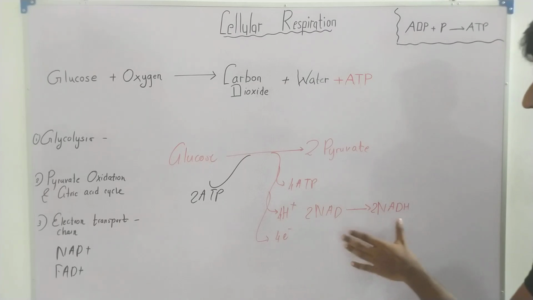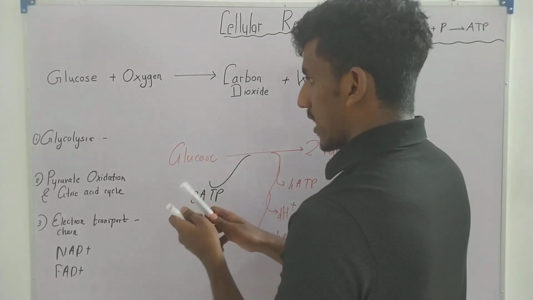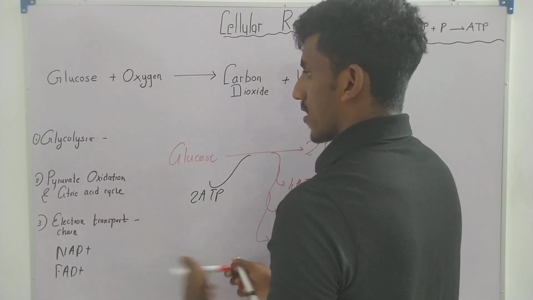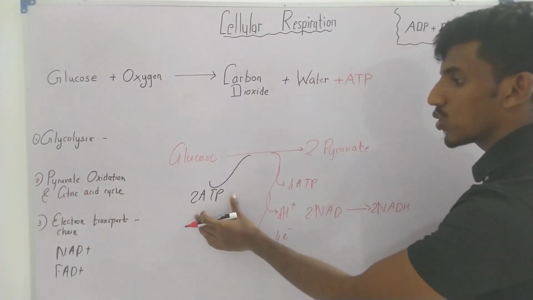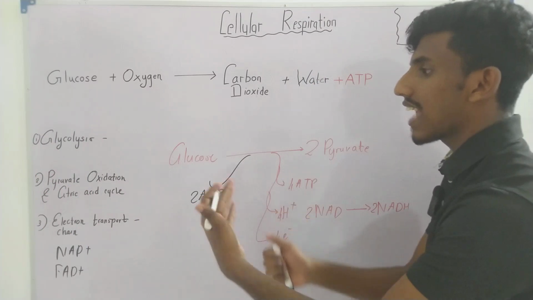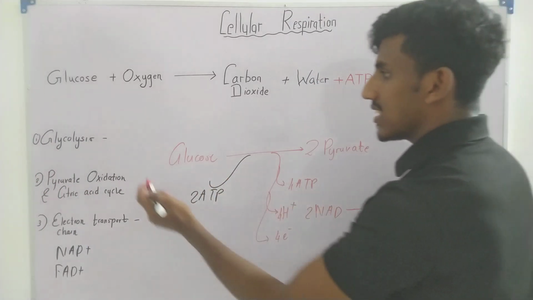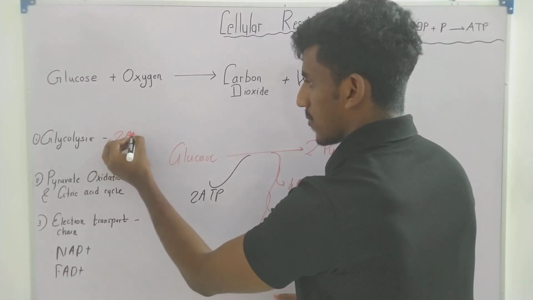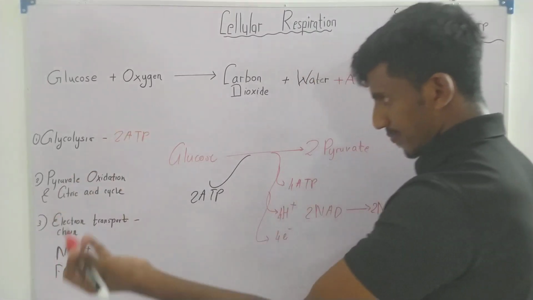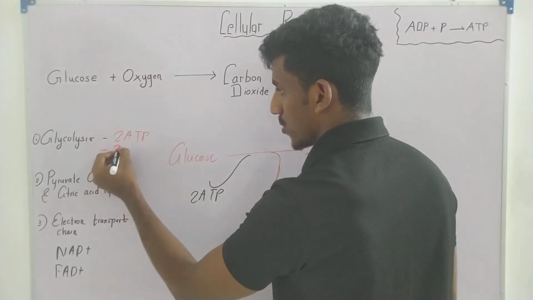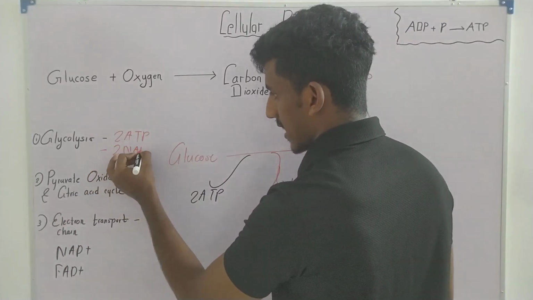Now, in this process we have produced 4 ATPs, right? But 2 ATP were used to start the reaction. So the net yield is only 2 ATPs, right? Because 4 minus 2 is 2. And also we produce 2 NADH.